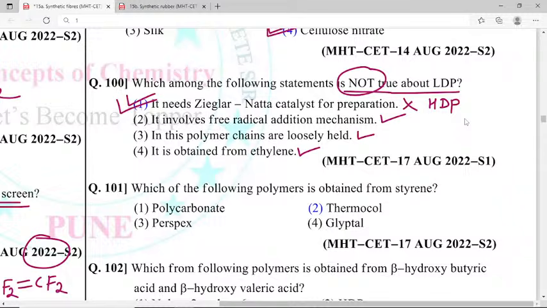Which of the following polymers is obtained from styrene? Styrene stands for the polystyrene, so thermocol, polystyrene, and it is banned because on heating it becomes leach. Polystyrene. So the answer is thermocol.